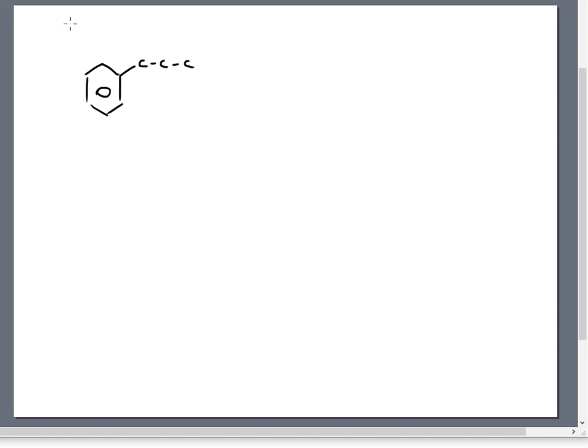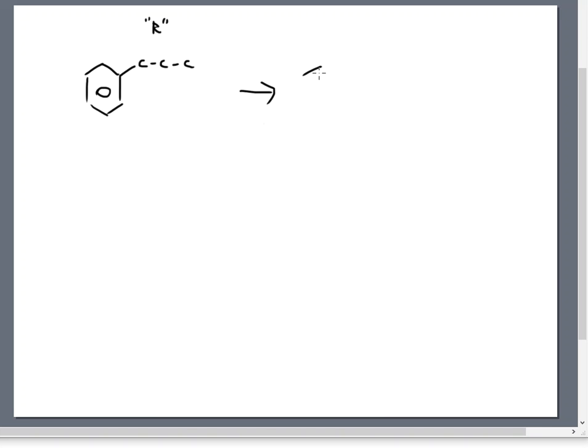So if this undergoes nitration, the addition of nitric and sulfuric acid, what is a propyl group? A propyl group is an R group. I need to find the R group on the chart. When I find it on the chart, it's going to tell me that it's an activator, and because it's an activator, it's automatically going to be meta.